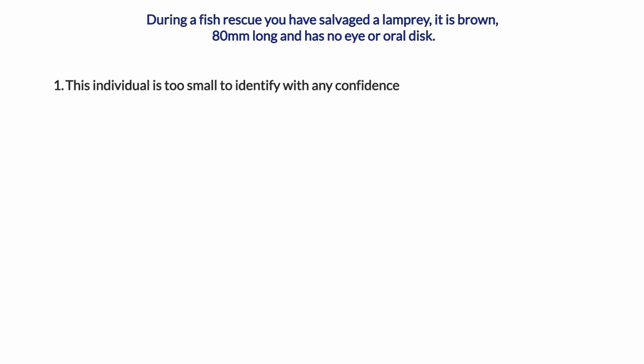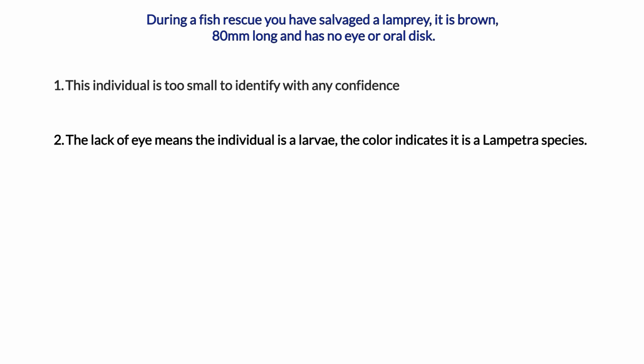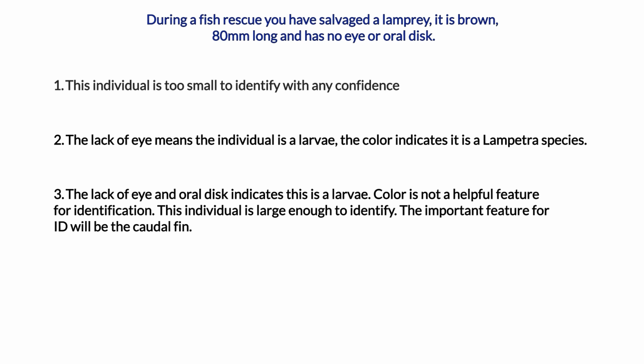1. This individual is too small to identify with any confidence. 2. The lack of eye means the individual is a larvae. The color indicates it is a Lampetra species. 3. The lack of eye and oral disc indicates this is a larvae. Color is not a helpful feature for identification.